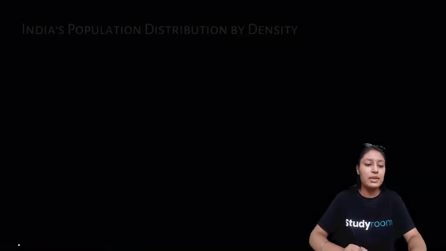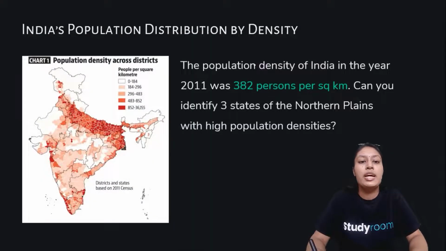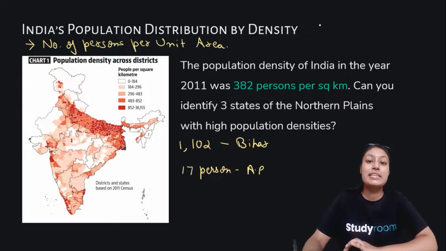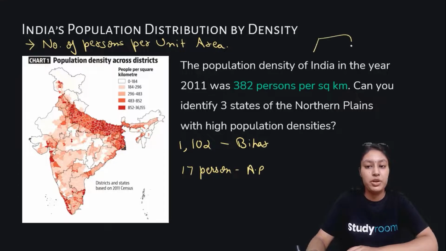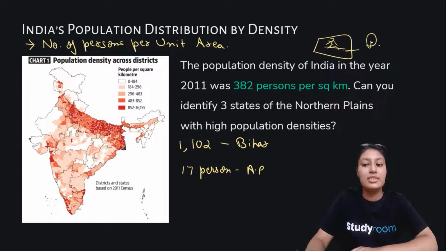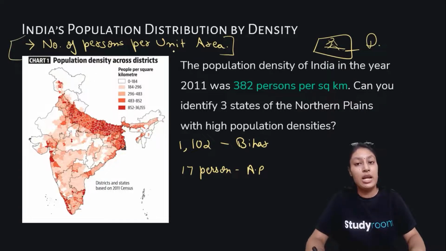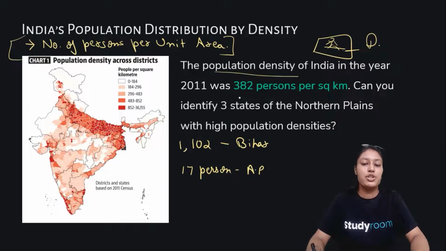Okay, moving next, we will study India's population distribution by density. So now the density of population is calculated by the number of persons living per unit area. Okay, so in per unit of area, how many people are living leads to calculating the density of population. This is the basic formula that is applied to calculate density. Now, the density of the Indian population on average is 382 persons living per square kilometer. Means in per square kilometer, there are 382 people who are living.